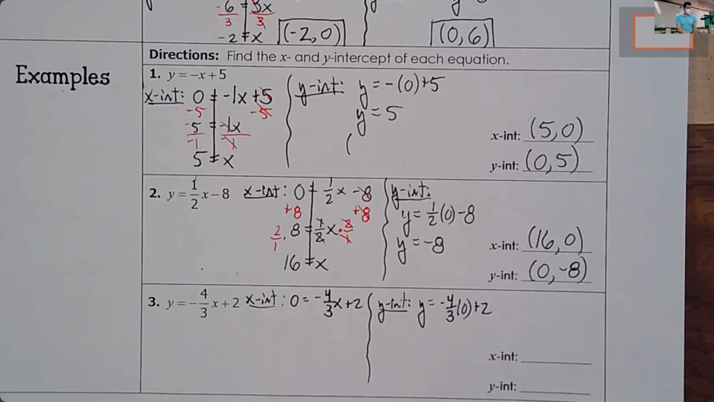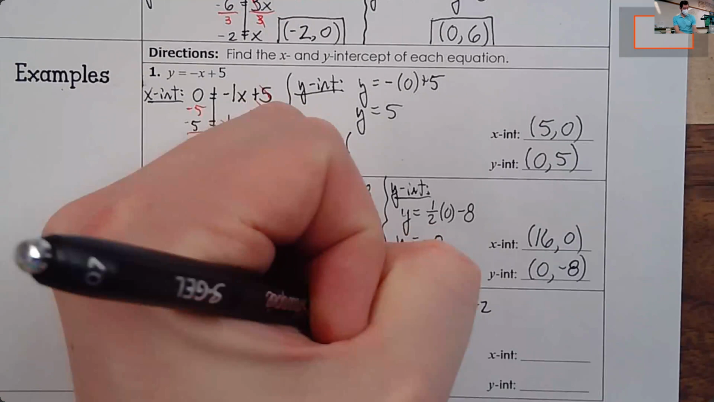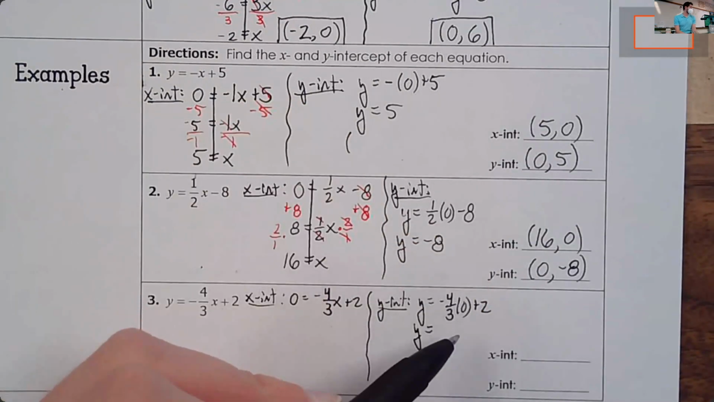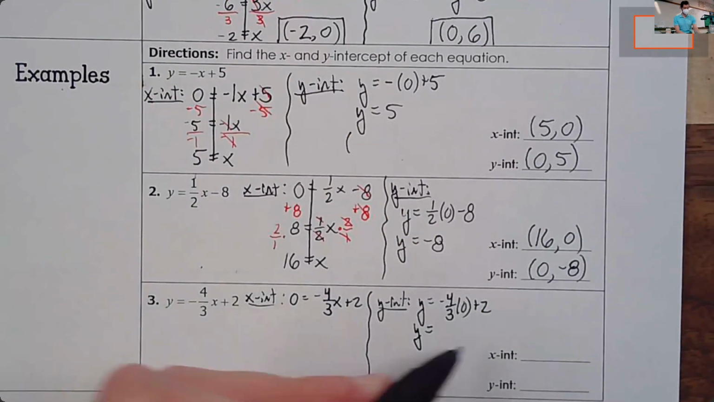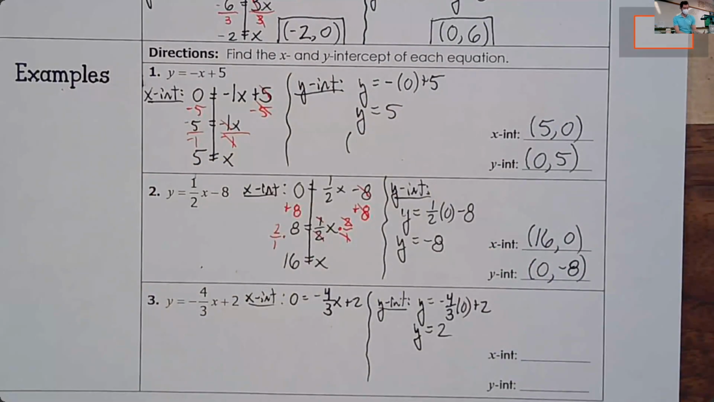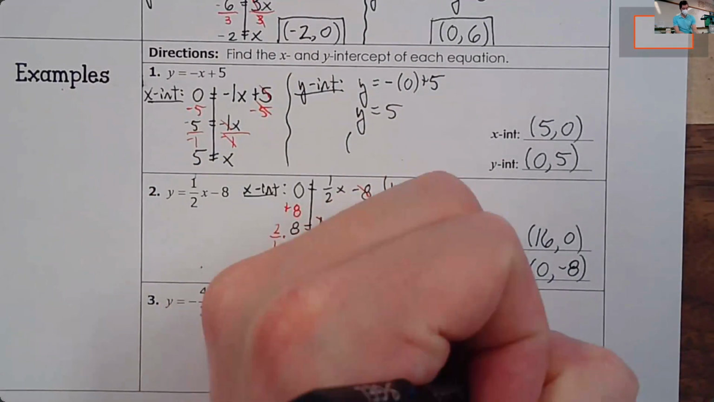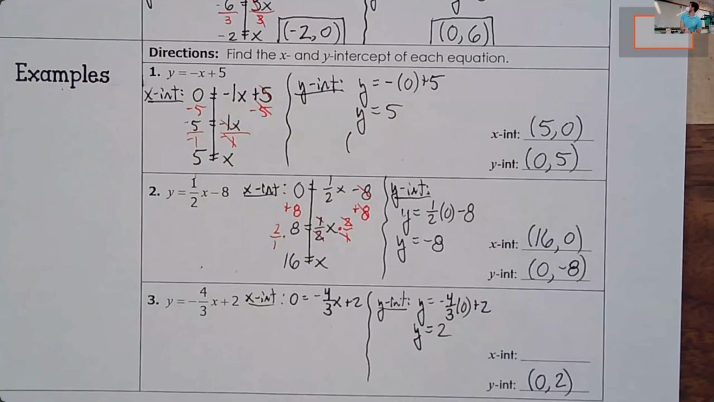2. Good. So the answer is 2 because negative 4/3 times 0 is 0, because anything times 0 is 0, and 0 plus 2 is 2. So the y-intercept is 2. So that's the point (0, 2). All right. That one's done.